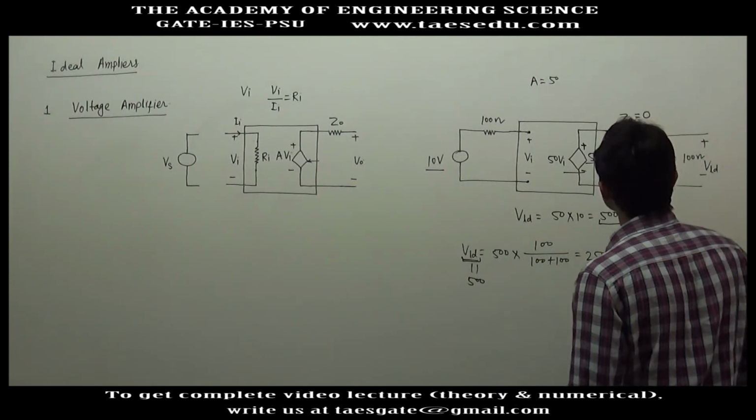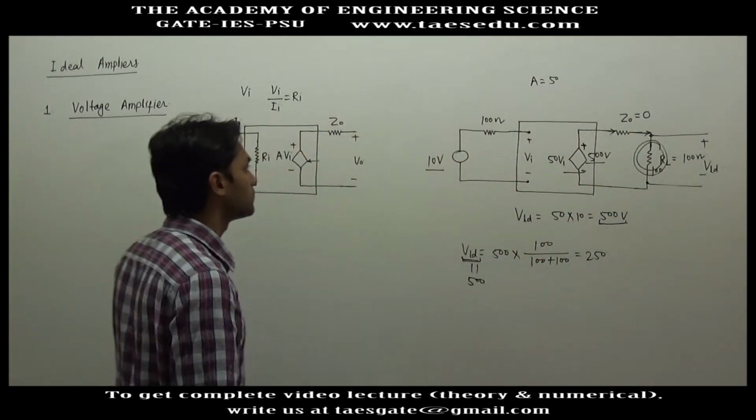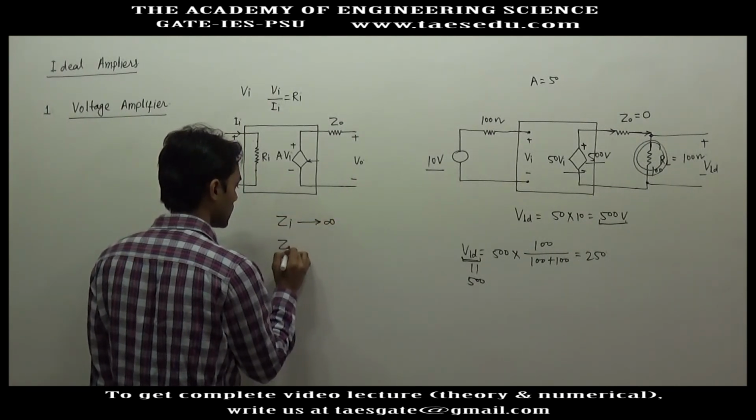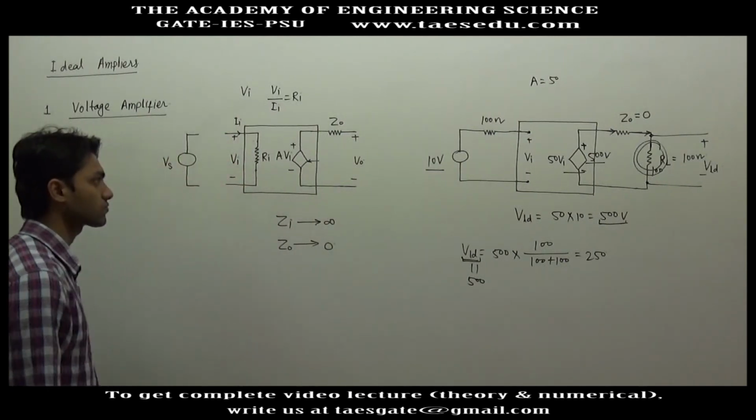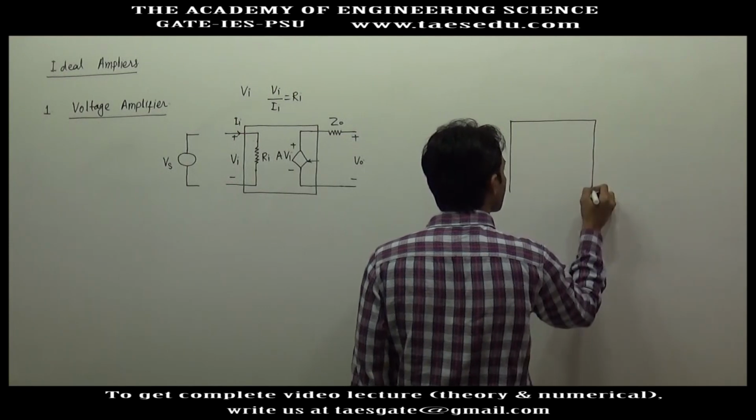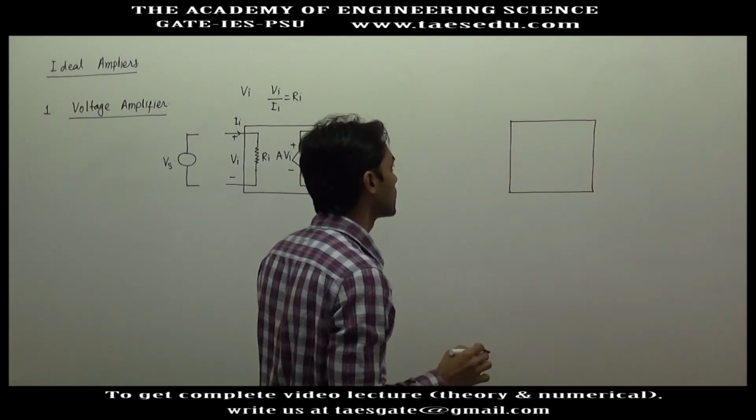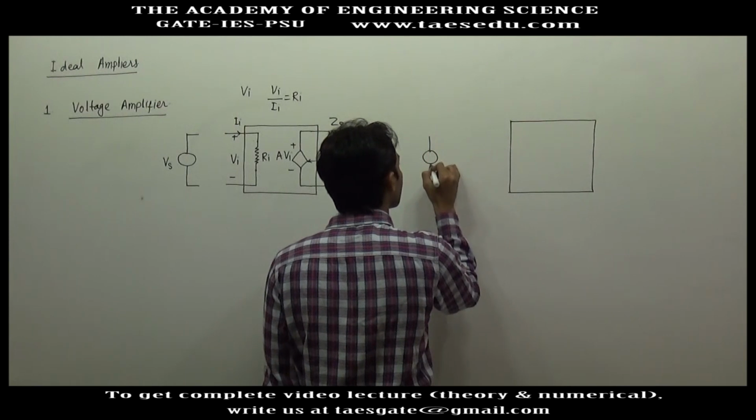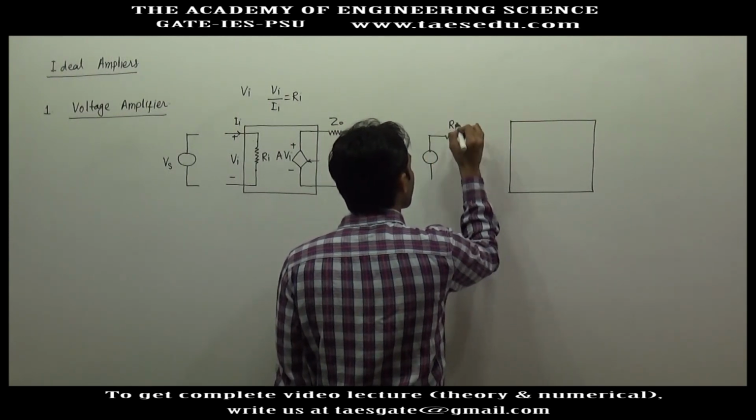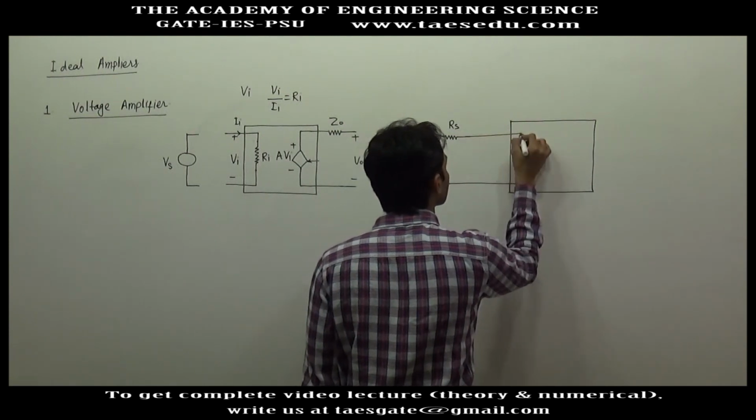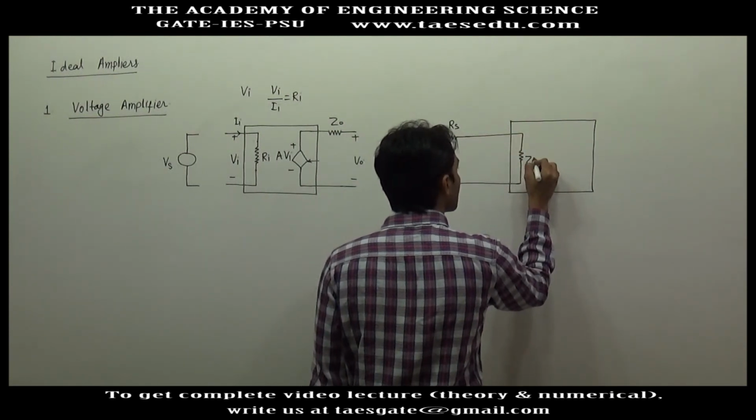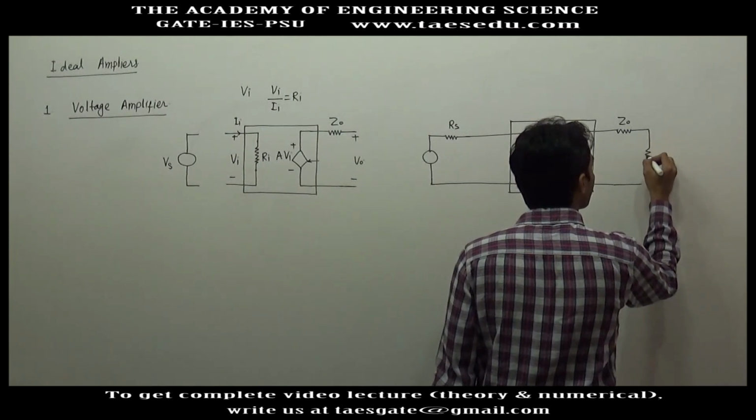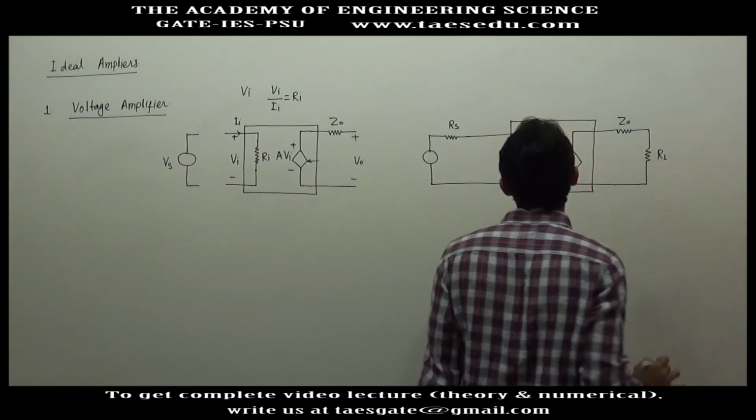Okay, so what we have observed here is, to get the expected result, Zi should be infinity and Z0 should tend to 0. Now suppose we want the effect of input impedance and output impedance in one expression only, considering all the non-idealities. This is the amplifier, we have a voltage source with Rs, its non-ideality, Zi as the input impedance, Z0 as the output impedance, and in the load we have connected a resistance RL.